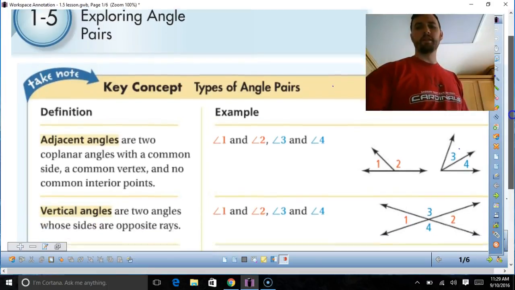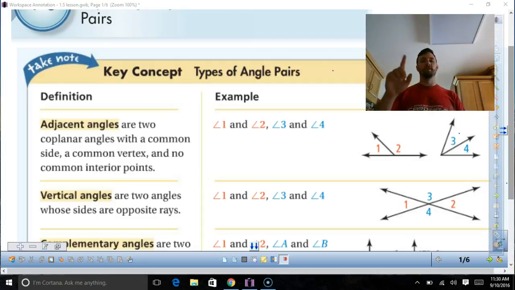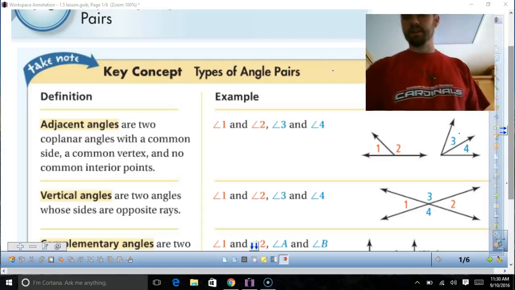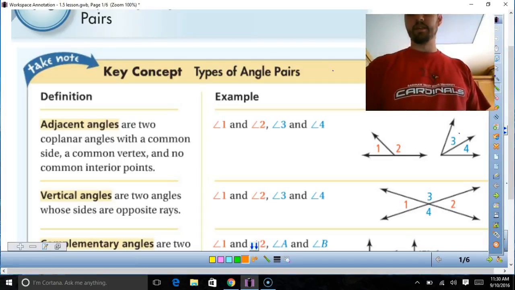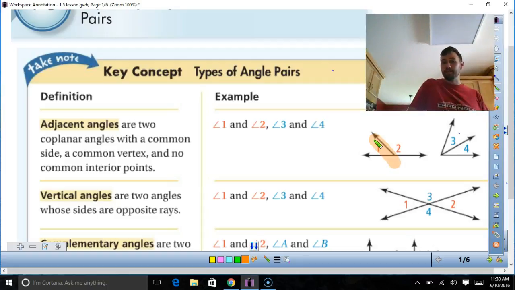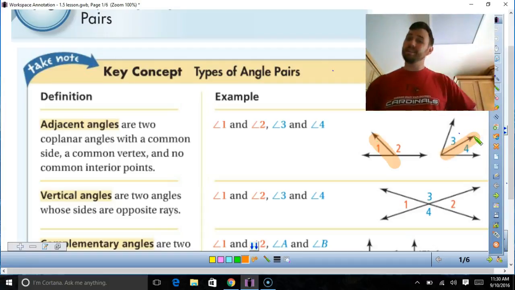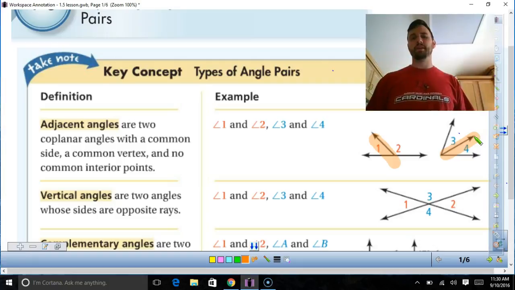First thing we're going to talk about are adjacent angles. Adjacent means next to. If you're adjacent to something, you're next to it. So adjacent angles are two angles that share a vertex, one of those vertexes in the middle. Do you see how angle 1 and 2 are adjacent? Because they actually share this. They're like holding hands, right? They're standing next to each other, holding hands right in the middle. And 3 and 4 are also holding hands because they're adjacent. They like to be next to each other. So adjacent angles share a vertex.